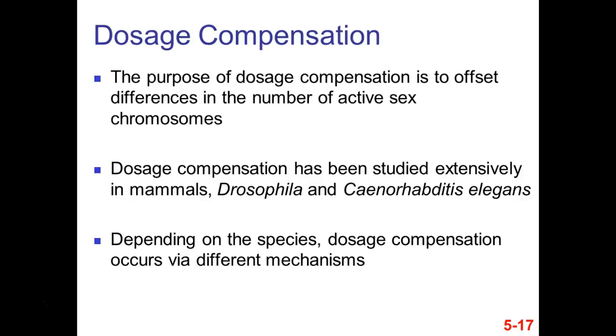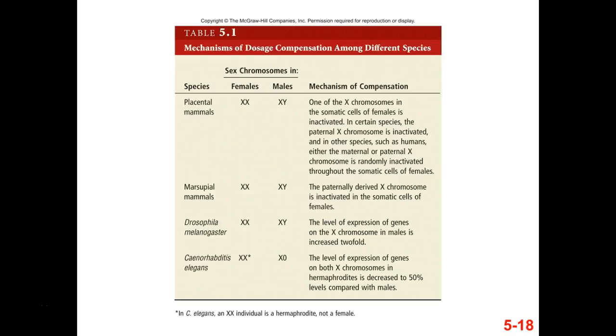So depending on the species, this dose compensation happens different ways. So for us, right, we tend to focus on us. We have 2 X's, males have just 1 X. So what we do is one of our X chromosomes is shut down, right? We package it all up, really tightly bundle it, and we don't use it.